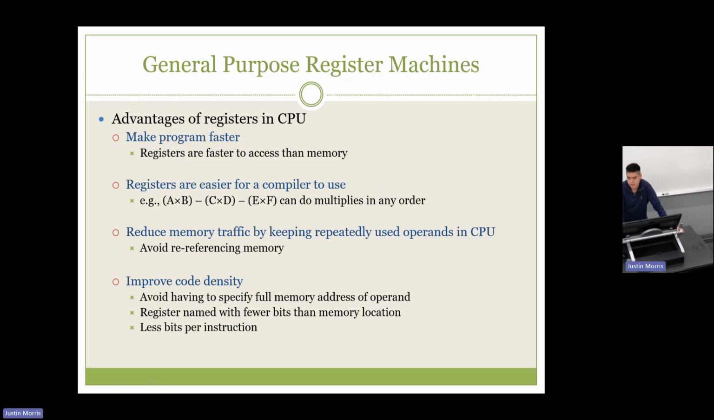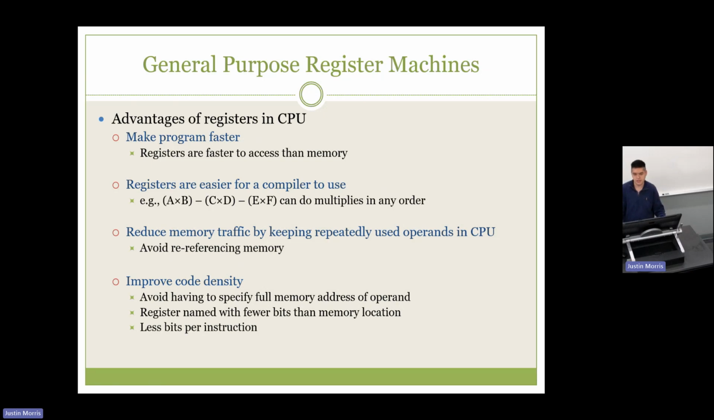32 means I have 32 different locations. So how many bits do I need to specify 32 different combinations? How many locations can I specify with 1 bit? 2. How many can I specify with 2 bits? 4. So keep going.